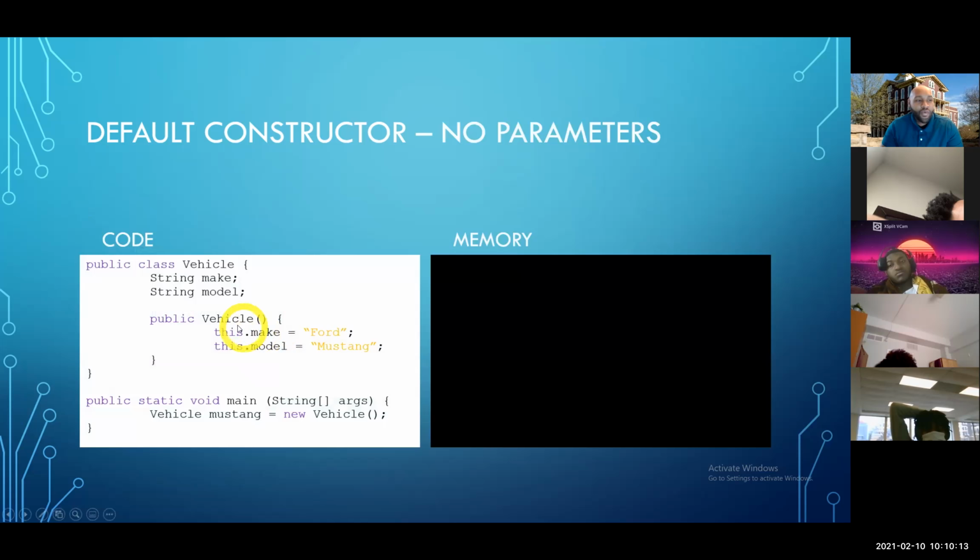Whereas here, now we have a constructor that we wrote. So it's going to call that constructor method right here. And this is called the default constructor. We're going to set this.make, which refers to our class variable, equals Ford, and this.model equals Mustang. So that this keyword is important because we'll use that again in the future.